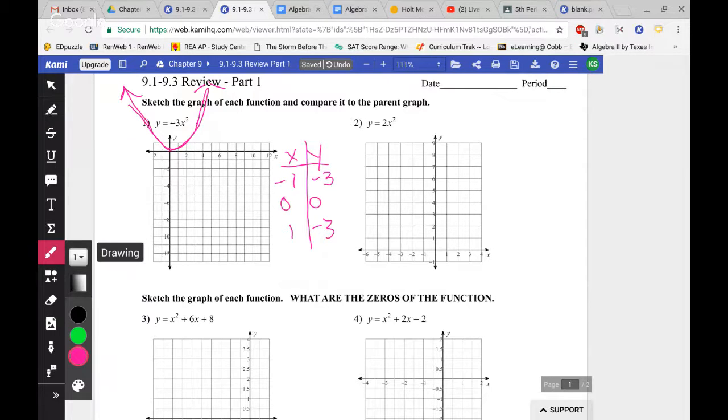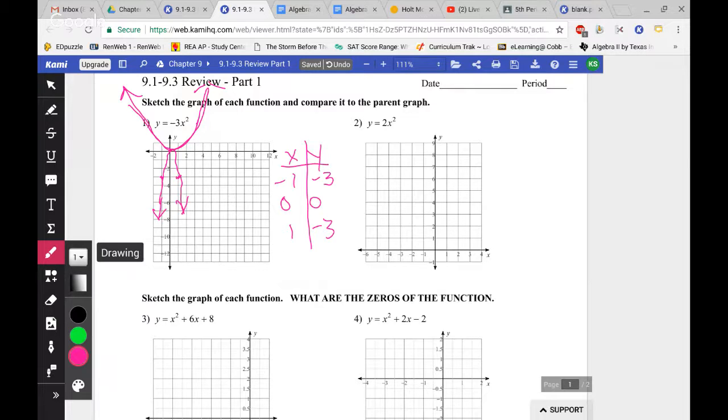So I've got 2 points. And remember, we've talked about all we really need to graph a parabola is 3 points. So if I do 1, -3, I'm going to go right there. And if I do -1, -3, I'm going to go about right there. So you can see it's a lot skinnier.